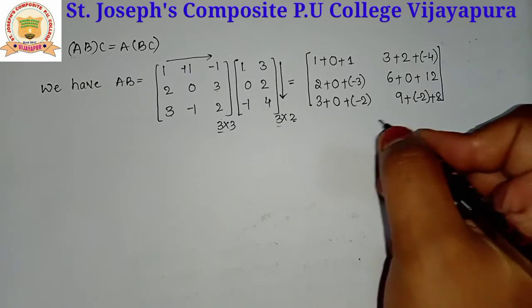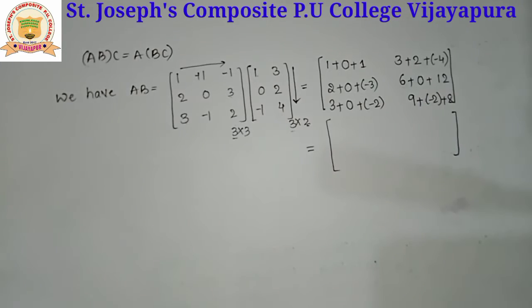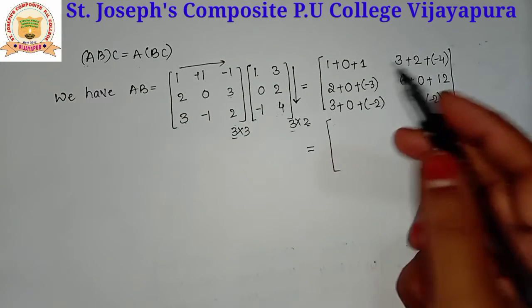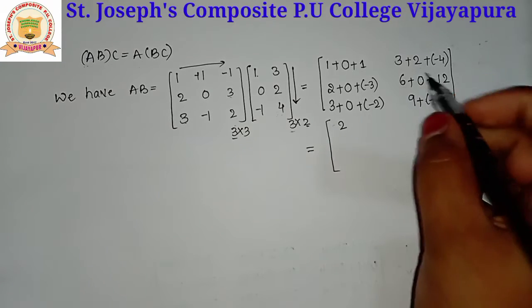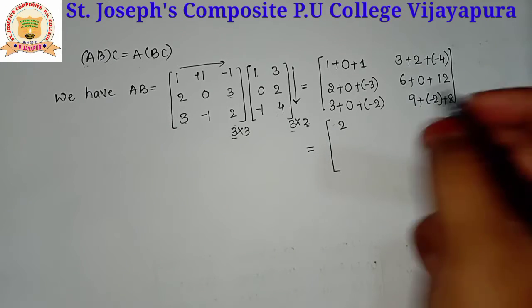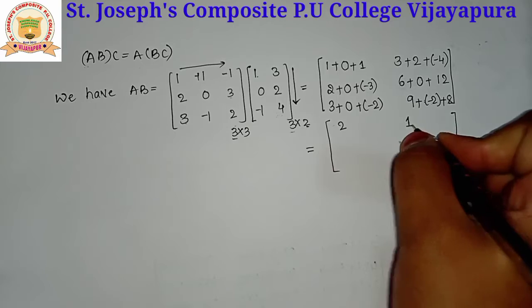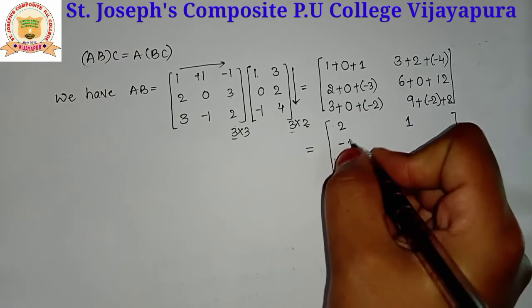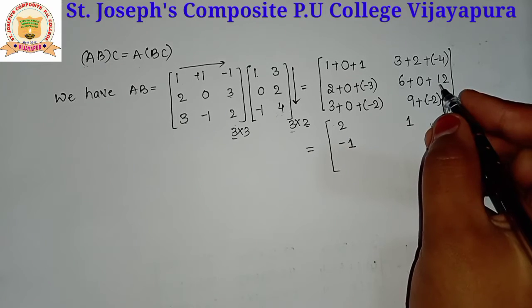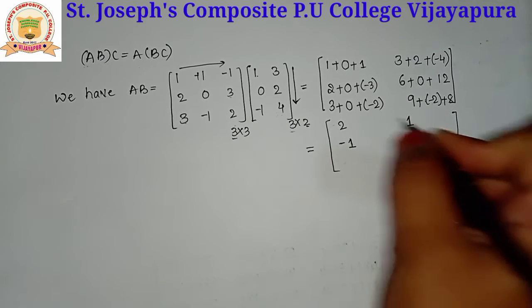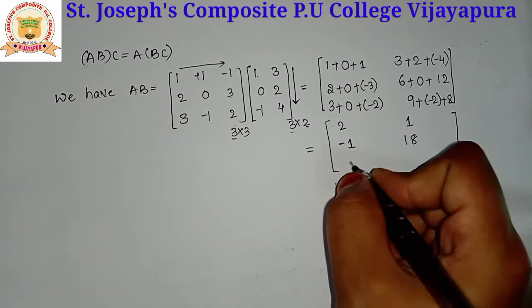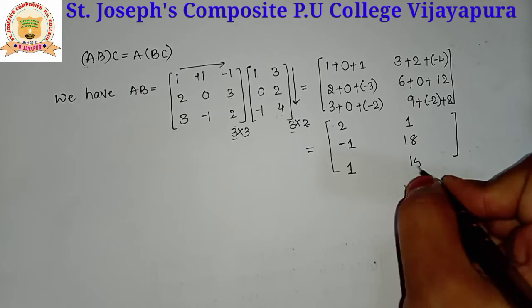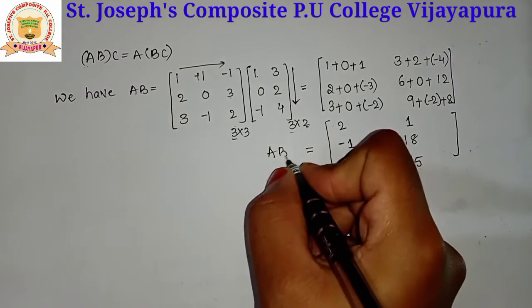So now we have to simplify. 1 plus 0 plus 1 is 2. 3 plus 2 minus 4 is 1. 2 plus 0 minus 3 is minus 1. And 6 plus 12 is 18. 3 minus 2 is 1. 9 minus 2 plus 8 is 15. So this is the required AB matrix.